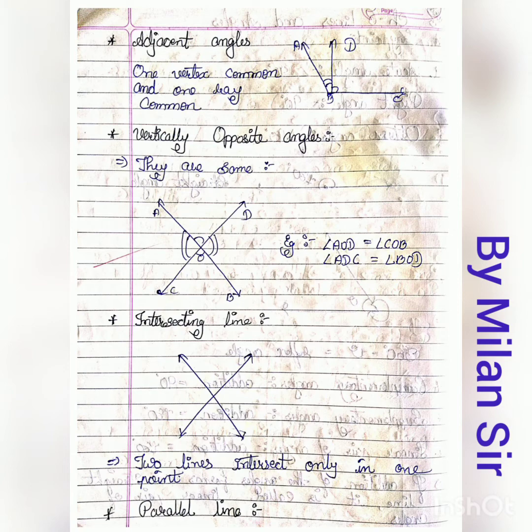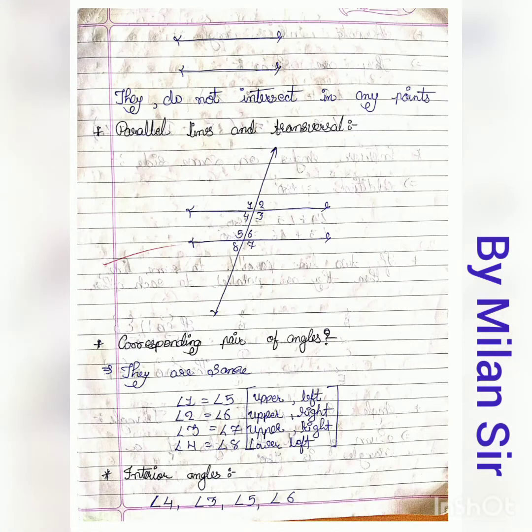After that, parallel lines. Now these two lines are the parallel lines. What is the definition? They do not intersect in any point. That means parallel lines are not intersected anywhere.